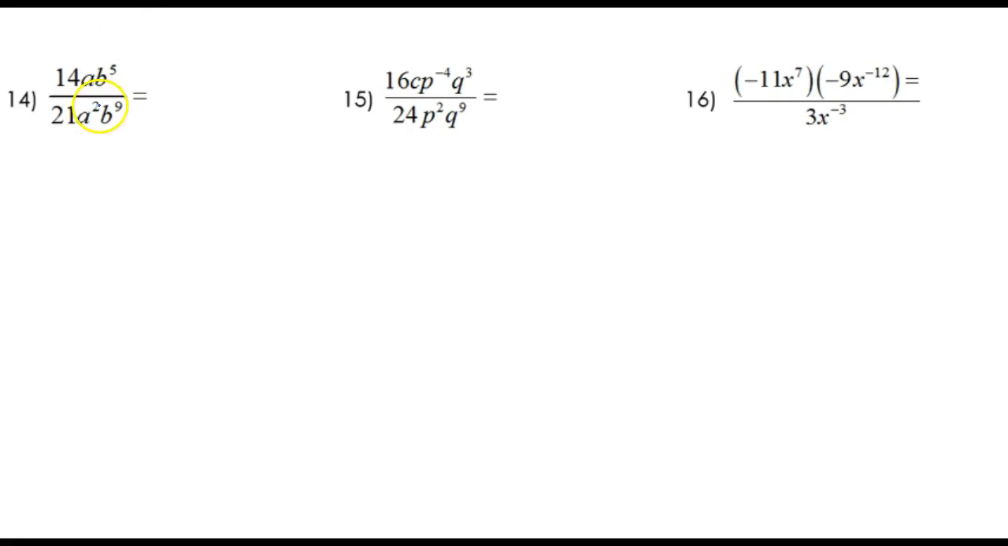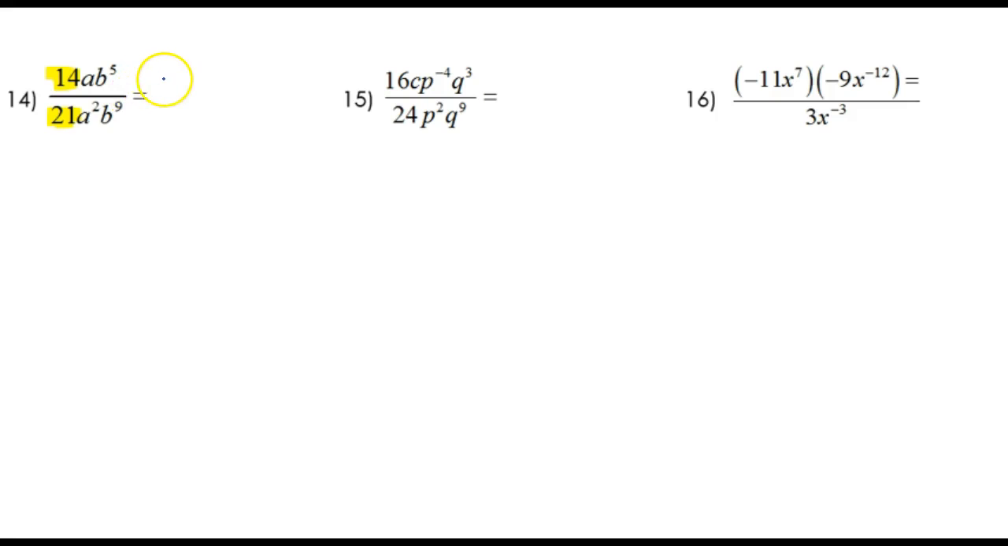Here we go with part 2. We're starting off with number 14. 14ab to the 5th power over 21a squared b to the 9th power. So first thing I want to do is take care of my constants, and I'm just going to simplify this.